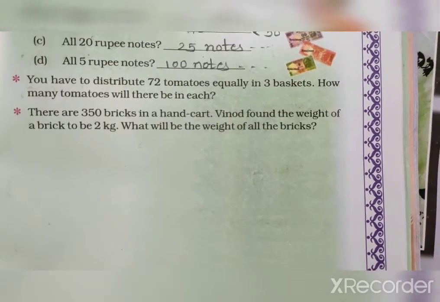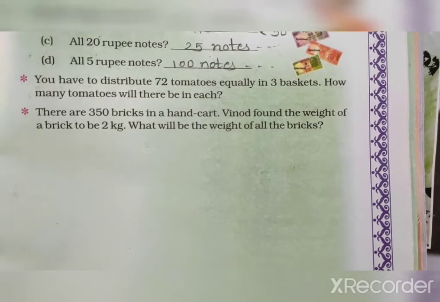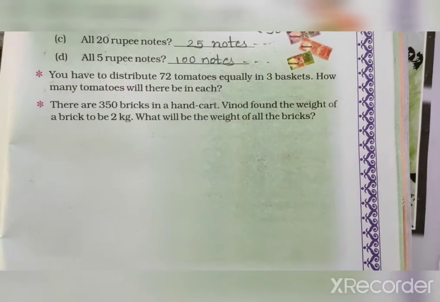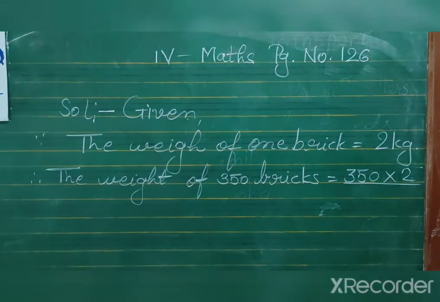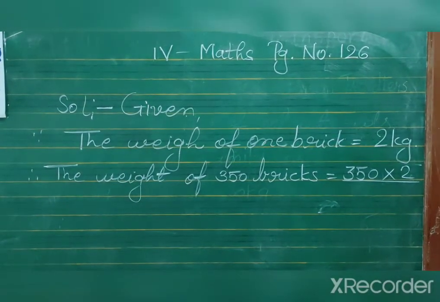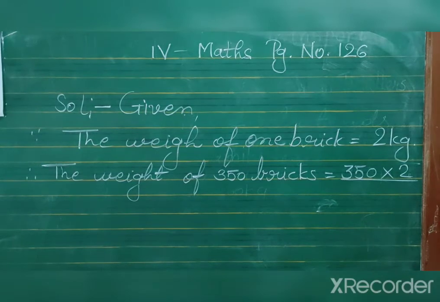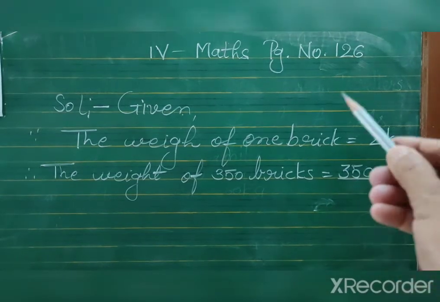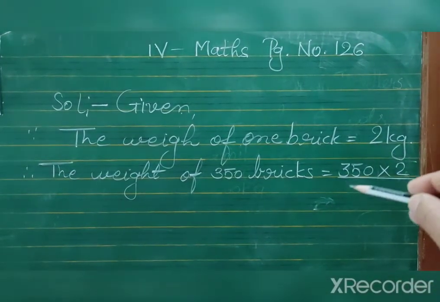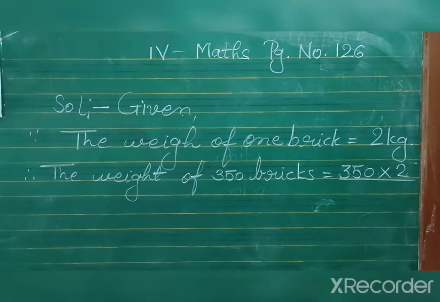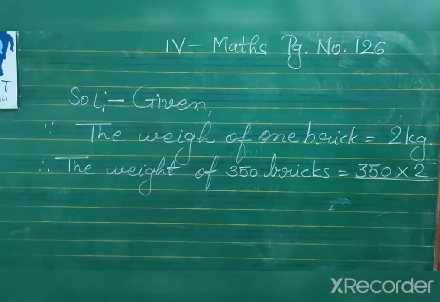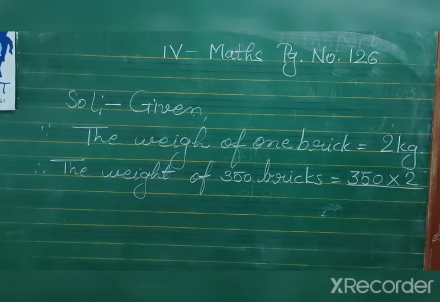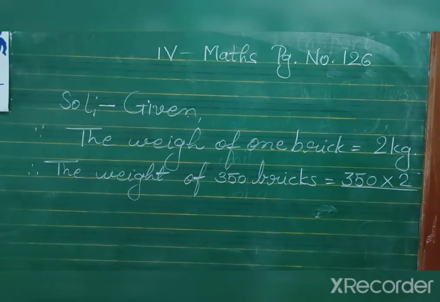Okay, 350 bricks, and the weight of 1 brick is equal to 2 kg. Then we have to calculate the weight of these 350 bricks. Given the weight of 1 brick is equal to 2 kg, then the weight of 350 bricks is equal to 350 into 2, because you can see so many bricks. For 1, the quantity of our unit we know. For so many, we always take the multiplication operation, and in the statement form you will write the answer. So the total weight of 350 bricks is dash kg.